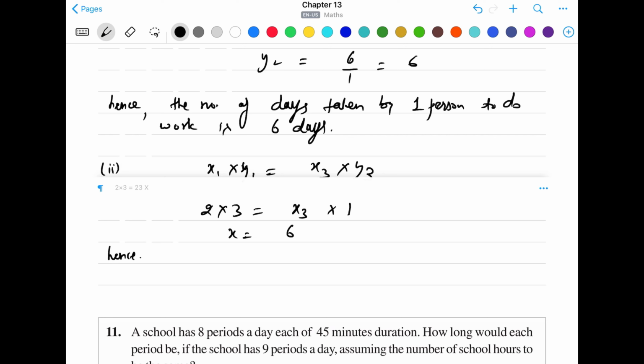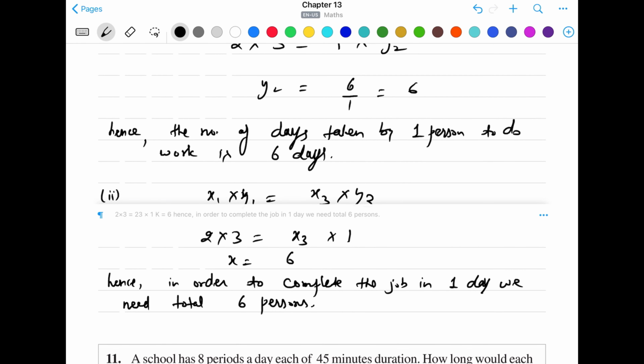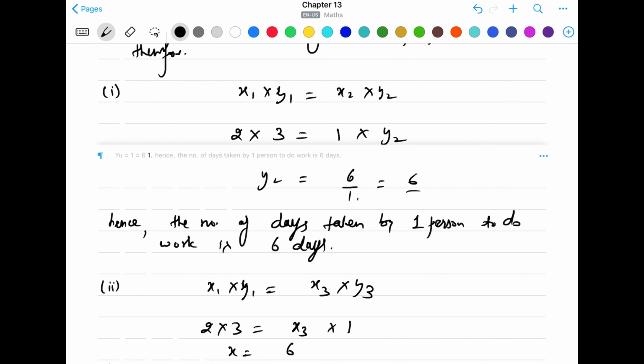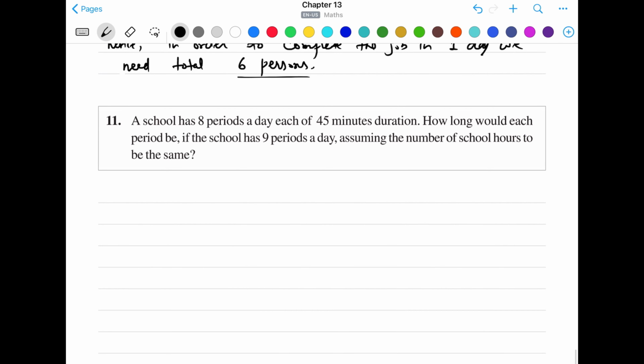So the answer for this one again: hence, in order to complete the job in 1 day, we need a total of 6 persons. So if we want to complete the task in 1 day, we need 6 persons to work on it. Or if there is only 1 person working on it, he will take 6 days to complete the task. So that's the answer of question number 10.